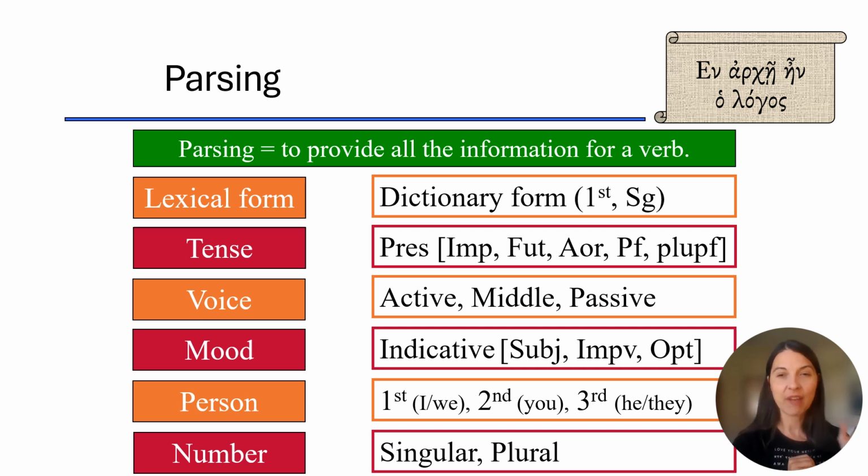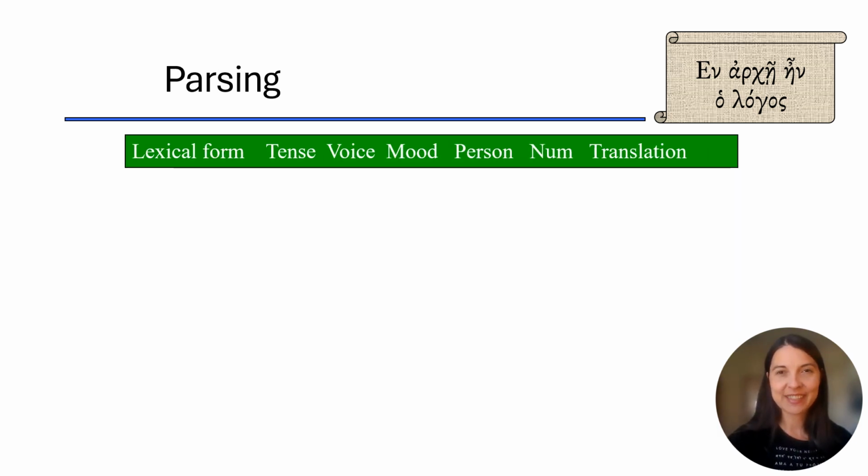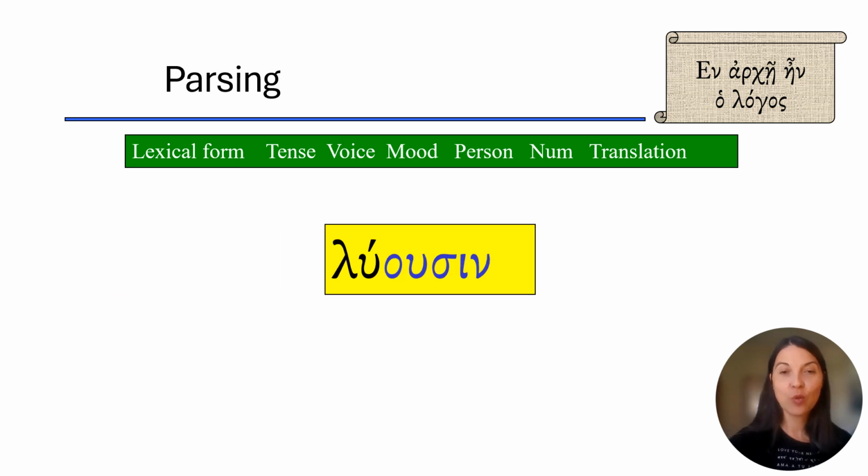So you can either have present active or present middle passive. The indicative mood is all that we have right now. Eventually you'll add subjunctive, imperative, and optative. For the person and number, you're going to have first, second, and third, either singular or plural. So when you parse a word, you should give all of this information. So let's work on parsing a verb. Here are the things we're going to need to know, and our verb is luosine.